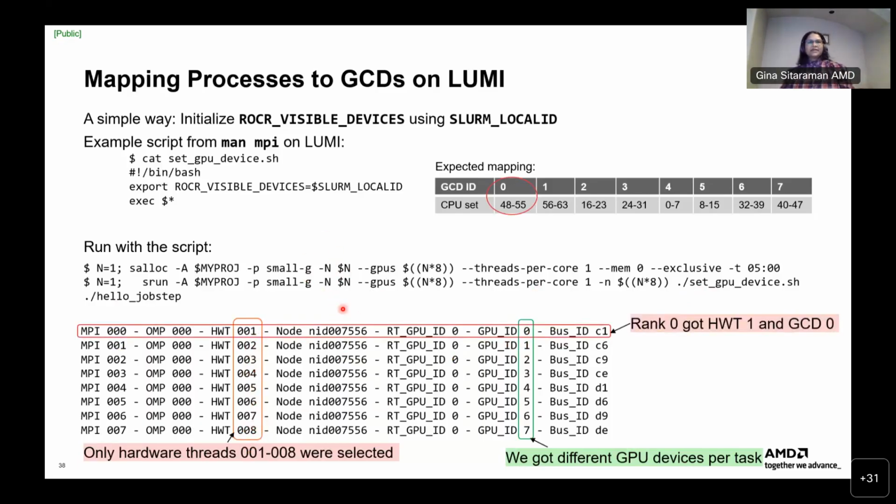That is not okay. So let's look at the optimal mapping. If we are using GCD 0, we would like to be on one of these cores, 48 through 55, but we ended up being in hardware thread 1 instead, and this is not okay, right? This is not optimal. It'll run. Maybe you can get better performance if we fixed that.